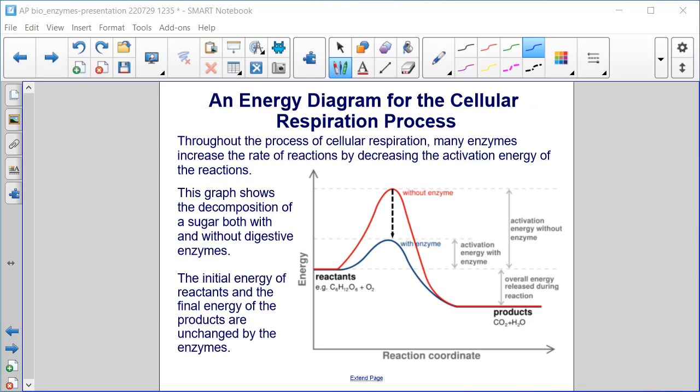Here's an energy diagram for the cellular respiration process. Throughout the process of cellular respiration, many enzymes increase the rate of reactions by decreasing the activation energy in reactions. This graph shows the decomposition of sugar, glucose, both with and without digestive enzymes. So here in red is without, and blue is with. The initial energy of the reactants and the final energy of the products are unchanged by the enzymes.